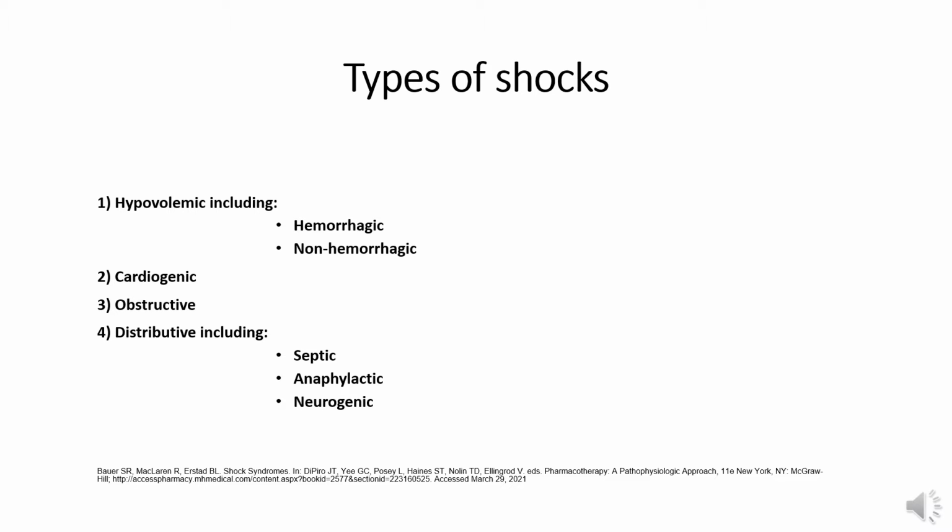Hypovolemic shock, including hemorrhagic shock caused by severe blood loss, or non-hemorrhagic shock caused by severe dehydration. Cardiogenic shock, this shock is caused by reduced contractility, valve abnormality, or arrhythmias. The third type is obstructive, and the fourth type is distributive shock, including septic.